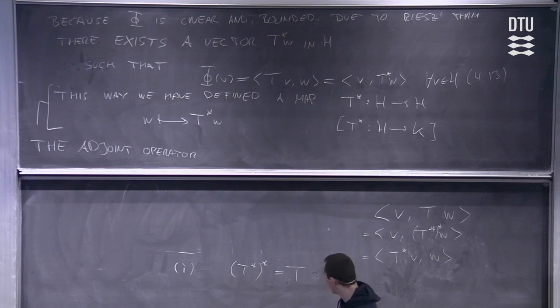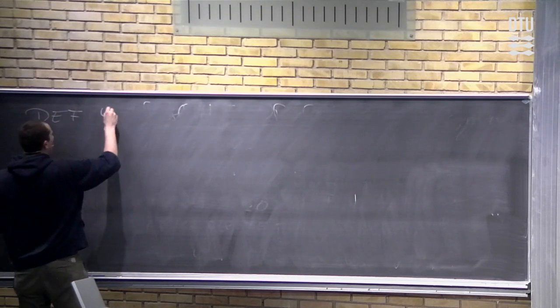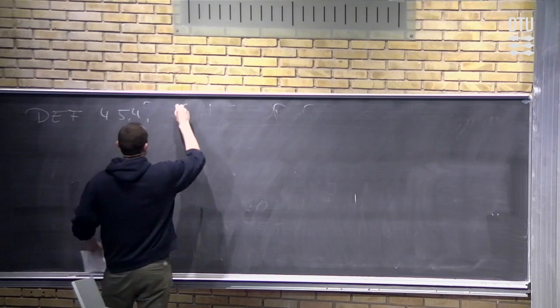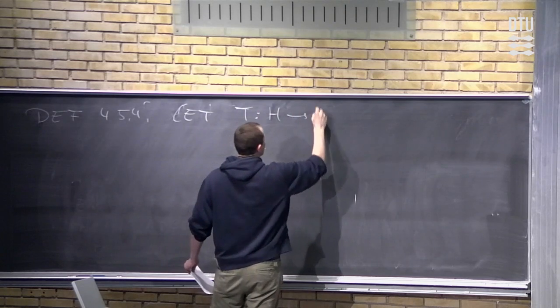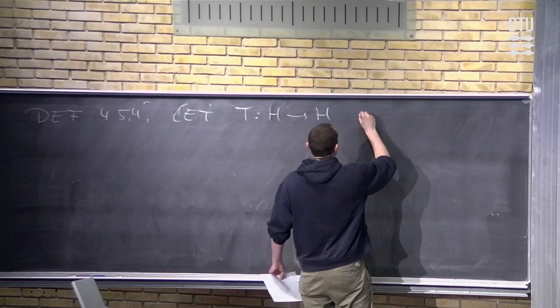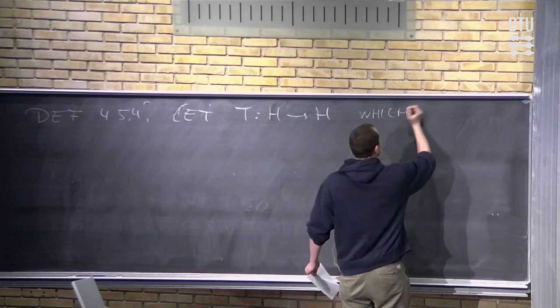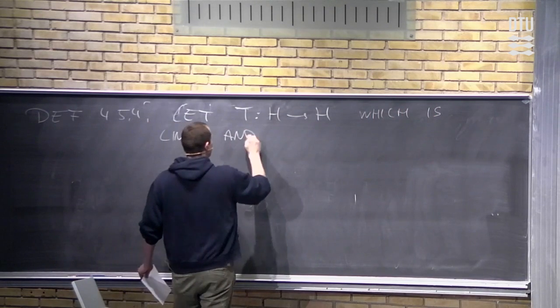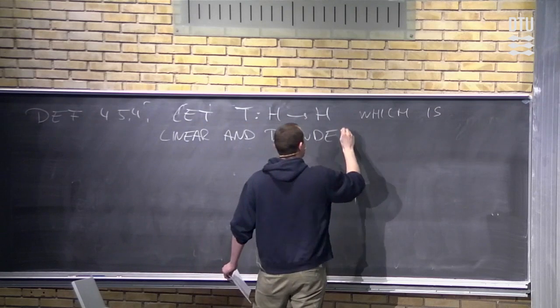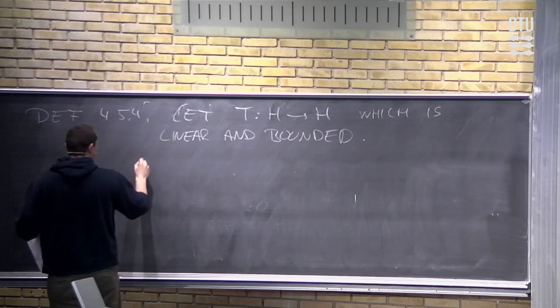Okay. And yes. So now we continue with some special operators. So this is actually a definition, 4.5.4. So if we have an operator T which goes from a Hilbert space into a Hilbert space, which is linear and bounded, of course it is, otherwise we can't do anything, then some special things can happen.